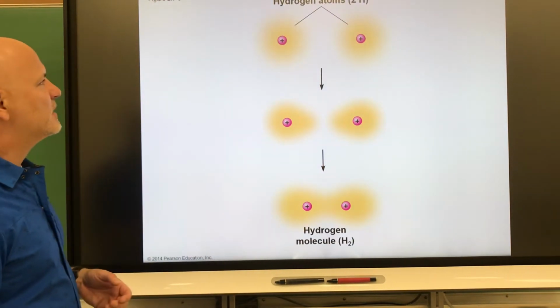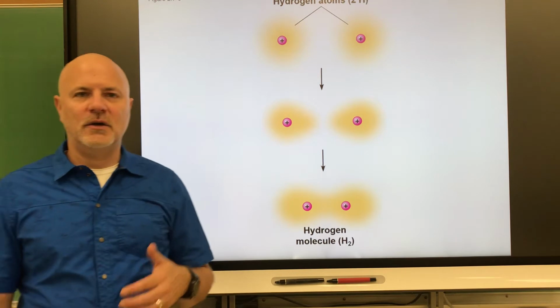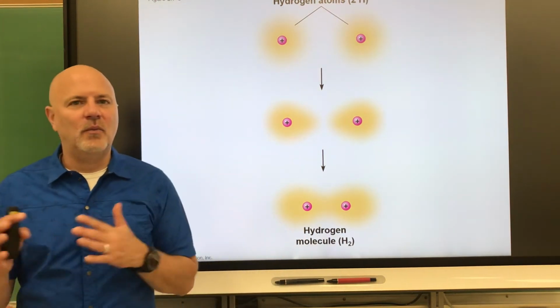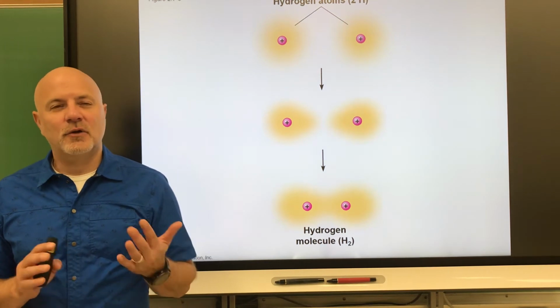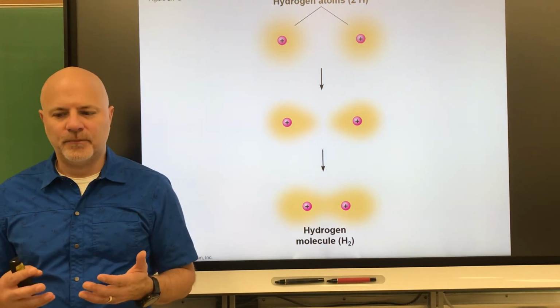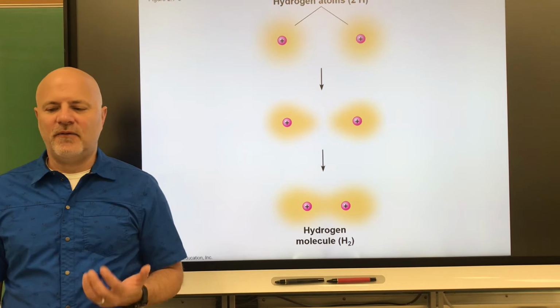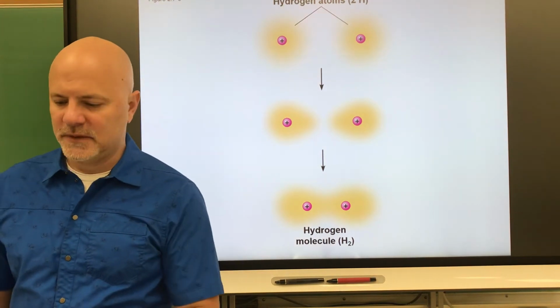All right, let's move on to covalent bonding. With ionic bonding, one atom gained and one atom lost electrons. In covalent bonding, we're looking at sharing. This is a chemical bond formed by electrons being shared by atoms.